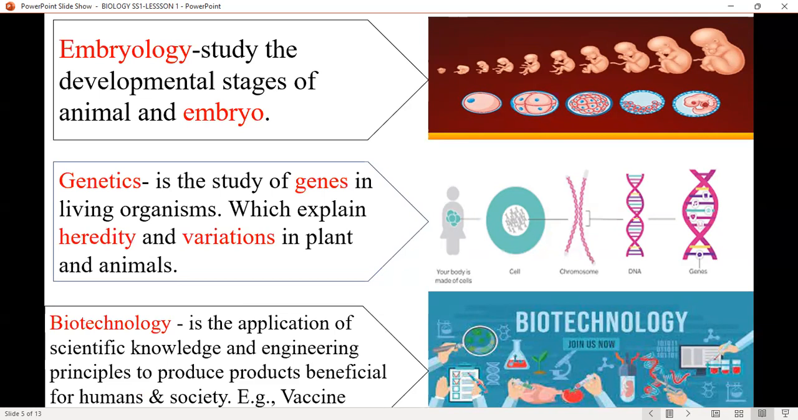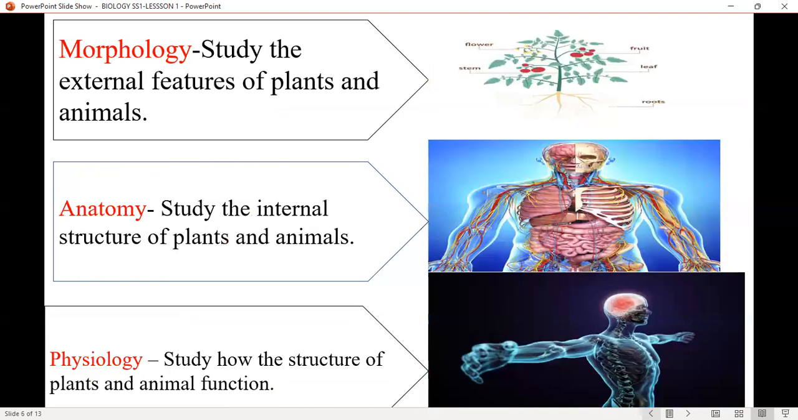Biotechnology is the application of scientific knowledge and engineering principles to produce useful or beneficial products for humans and society, examples such as vaccines. Morphology is a branch of biology that studies the external features of plants and animals. Anatomy studies the internal structure. Morphology and anatomy are related: morphology studies the external, while anatomy studies the internal structure of plants and animals.